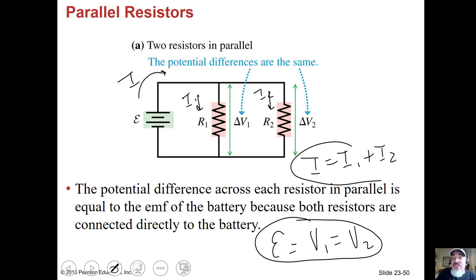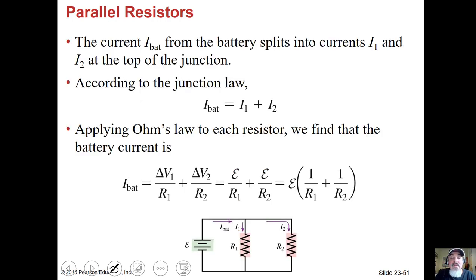So that's the exact opposite of series. In series, it was the same current, the voltage is added up. In parallel, it's the same voltage across each element. It's the currents that add together. Okay, as you can see in this is a better picture. Okay, so the current that's coming out of the battery is I1 plus I2, just like the picture.